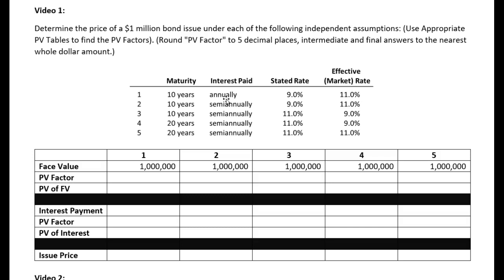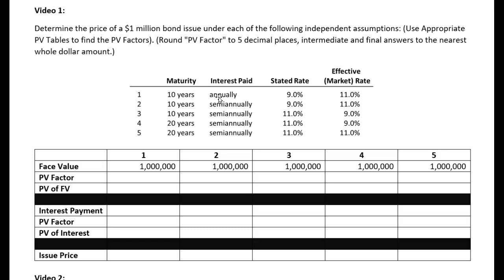Next, we need to know the interest rate. Now, the interest rate for pricing a bond is always based off of the effective rate. So the effective rate is 11%. That's per year, so you take that effective rate and divide it by the number of payments per year. In this case, it's 11 divided by 1, so it's simply a rate of 11%.